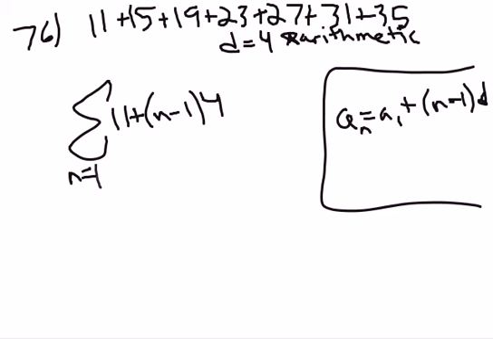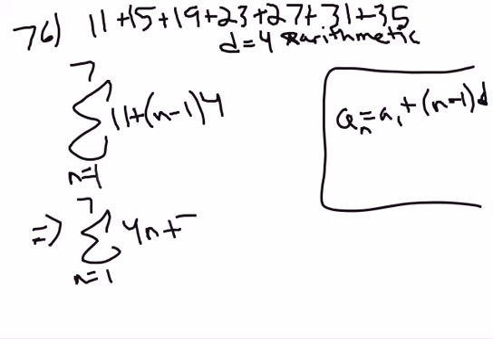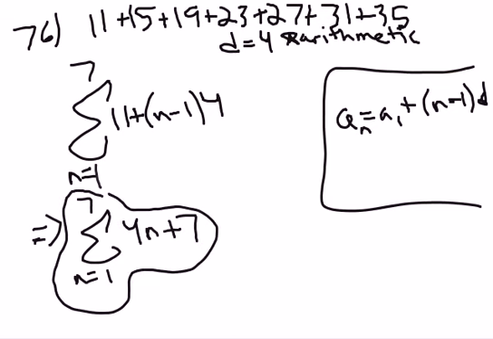And you actually don't have to start at 1, but your equation will change if you don't. And I have 1, 2, 3, 4, 5, 6, 7 terms. So I'm going to stop at 7. And if you'd like, you can rewrite this and condense it to 4n plus 7, which I believe is the answer they give in the answer key. Okay, so there's 76. Let's continue with 77.